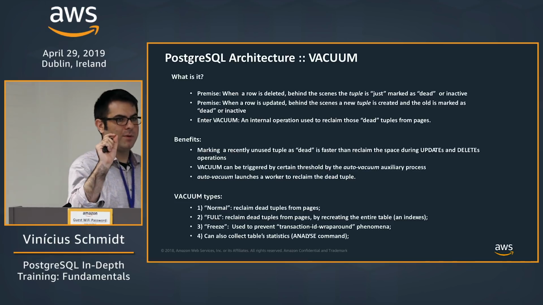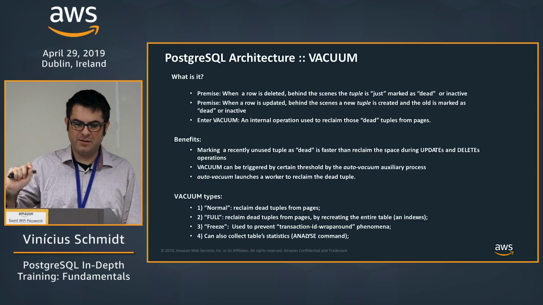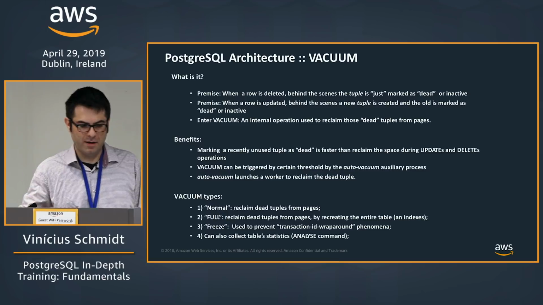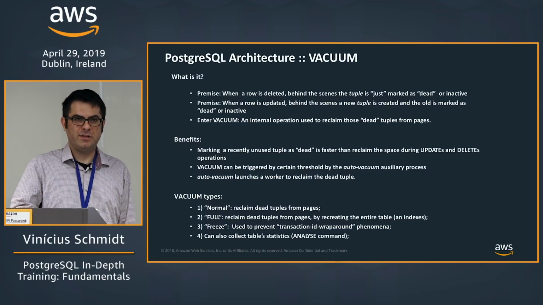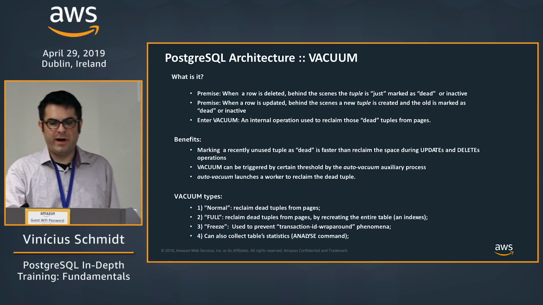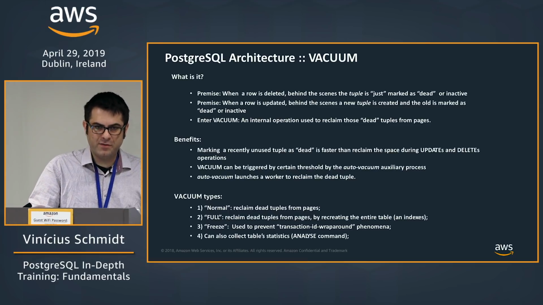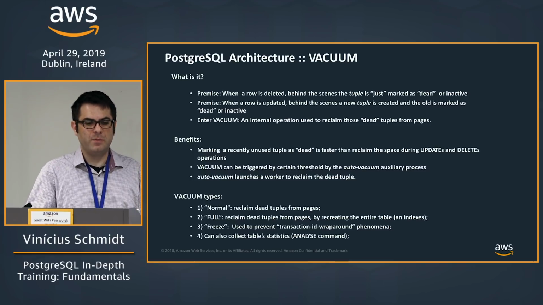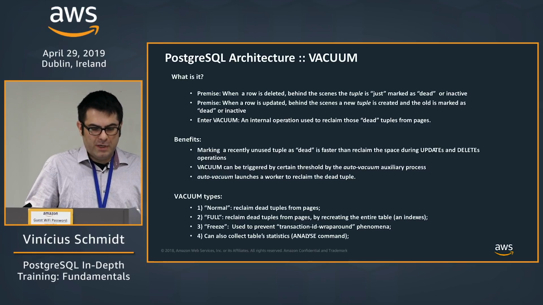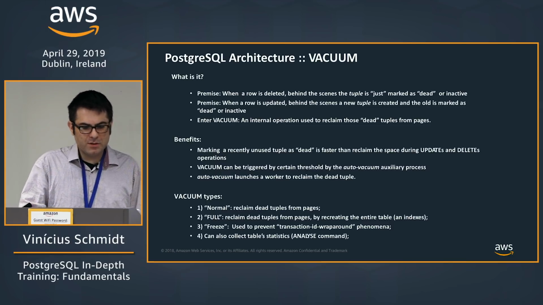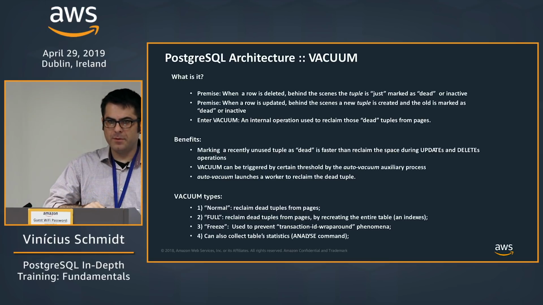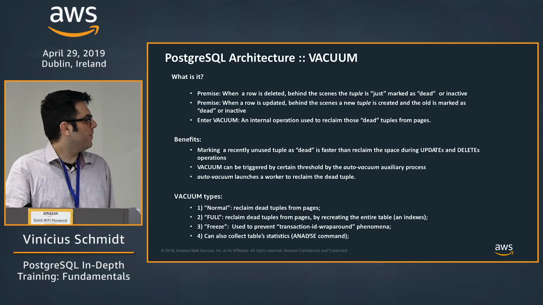So the premise here is when a row is deleted, behind the scenes, there's a tuple, okay? And the tuple is just marked as dead. I don't need that tuple anymore. The same thing will happen on an update, okay? Just an advice for architects and developers. If you update constantly, it means that you need vacuum constantly as well, because update creates a new version of that tuple. So the vacuum will clean your page.